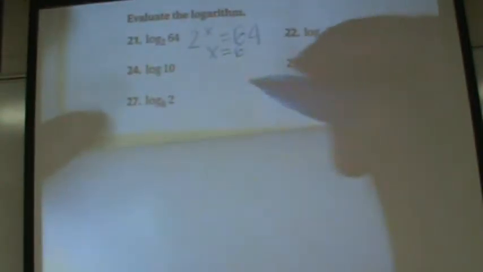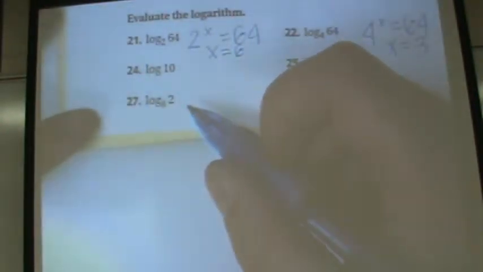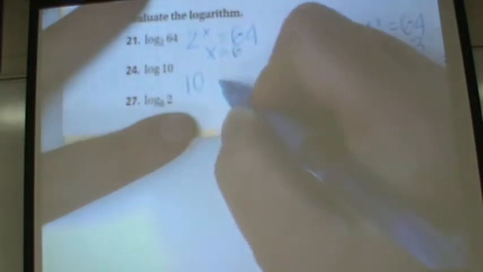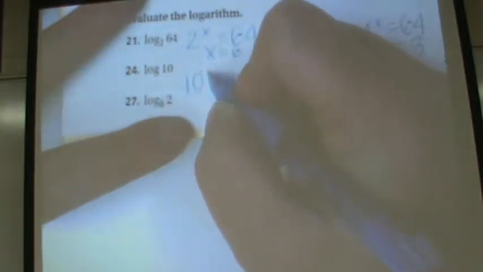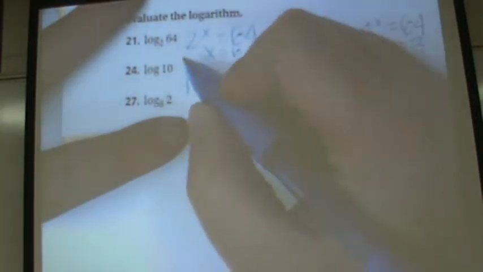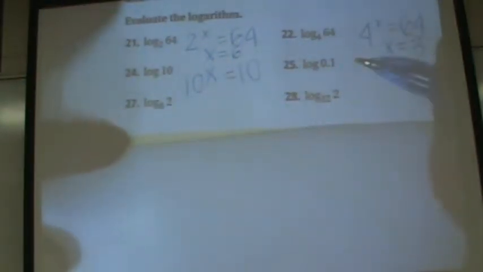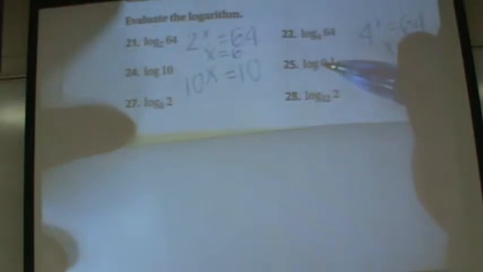Next one. On 24, I need to know what the base is. What did we say it is? 10. If it's not there, it's 10. So 10 to what power? 10 to the x power is equal to 10. So what would that x have to be to make those two equal to each other? 1. 10 to the first power, so x is 1.